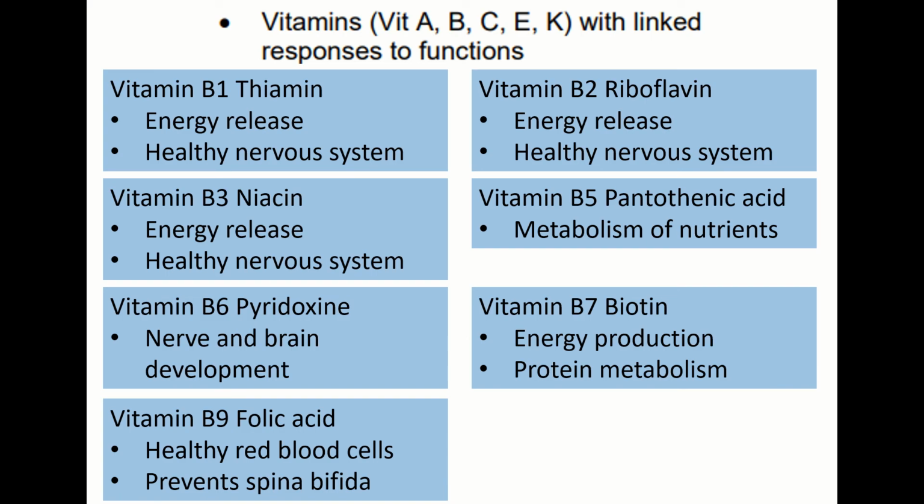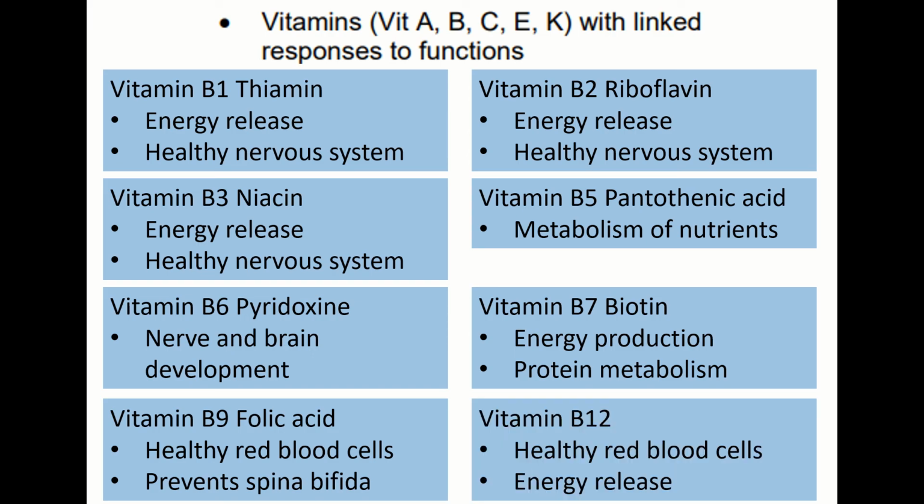I know that you are looking at children ages 1 to 5, but this folic acid you might recognise as something that is suggested for pregnant ladies, as it also prevents spina bifida, which is quite common as a birth defect. And vitamin B12, which helps with healthy red blood cells and energy release. So lots of B vitamins to choose from, but if you have written about B vitamins in your answer, make sure you have linked with functions.